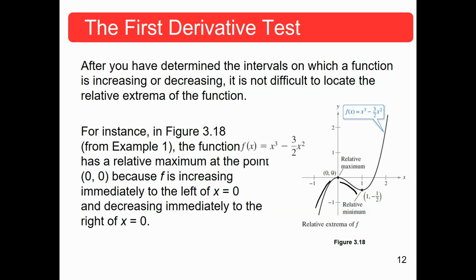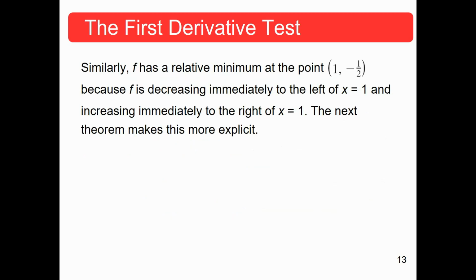Anytime we have our test points and we're increasing here and decreasing here, that has to be a maximum. If we're decreasing here and increasing here, that has to be a minimum. You can see we're decreasing and then we're increasing. So this is really cool. We can use this now to determine where our maxima and minima are without any ifs, ands, or buts.